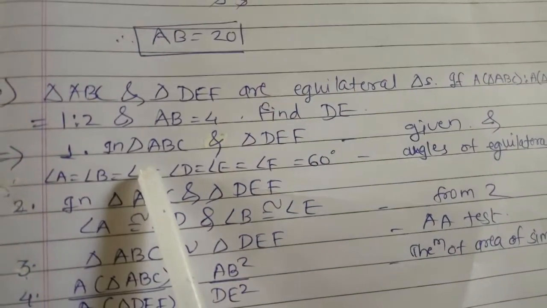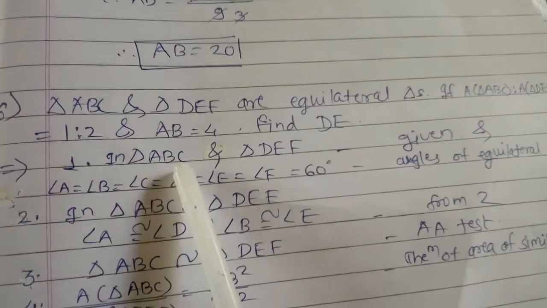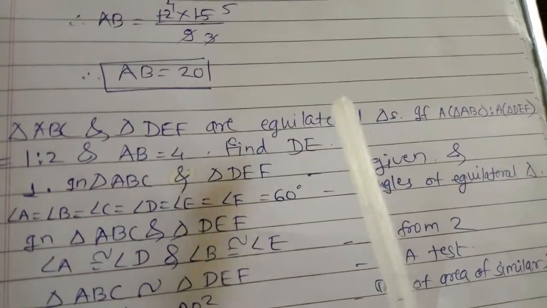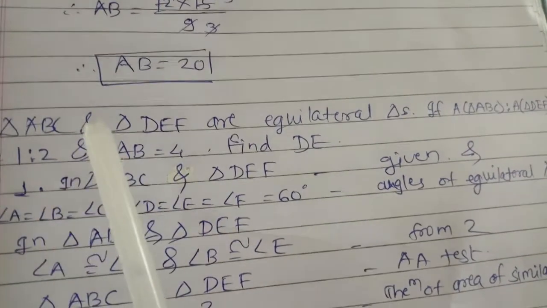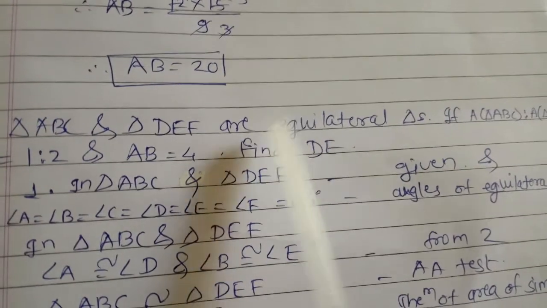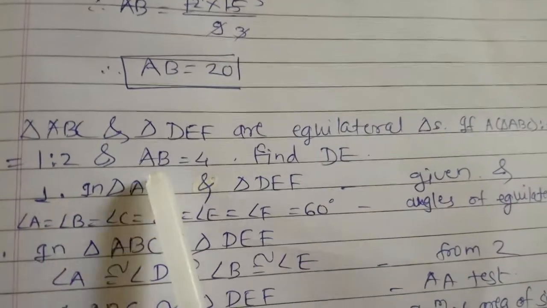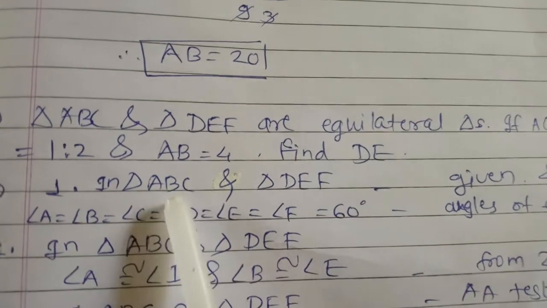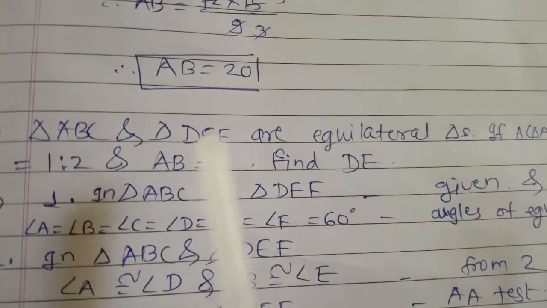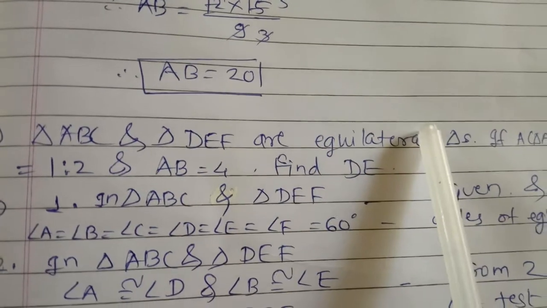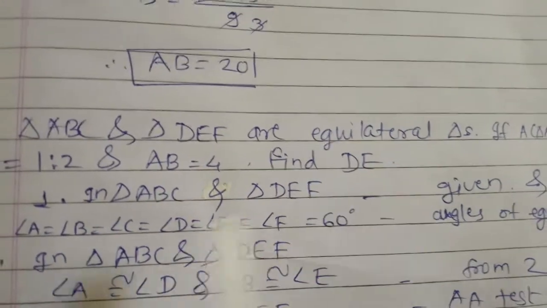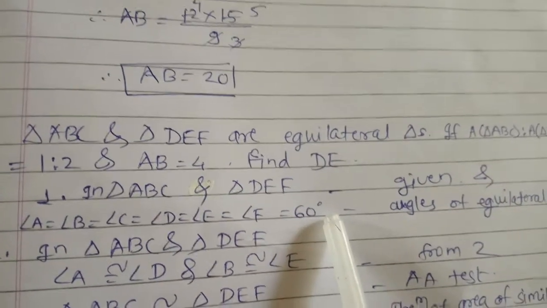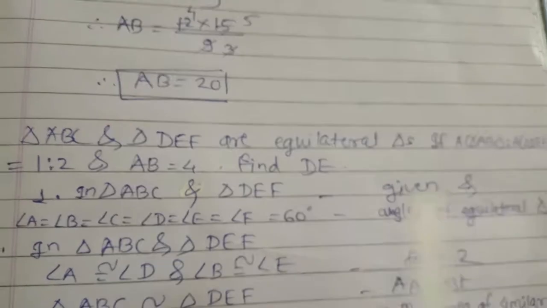So in triangle ABC and triangle DEF, in this example we are not given that these two triangles are similar. So first we have to prove that they are similar. Actually, equilateral triangles are similar. So first we find the similarity of both these triangles. In triangle ABC and triangle DEF, since both are equilateral triangles, each angle of an equilateral triangle is 60 degrees. So I write here that angles A, B, C, D, E, F are all 60 degrees, since they are the angles of an equilateral triangle.